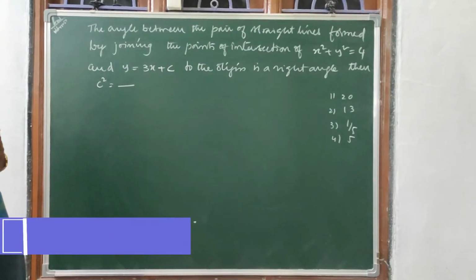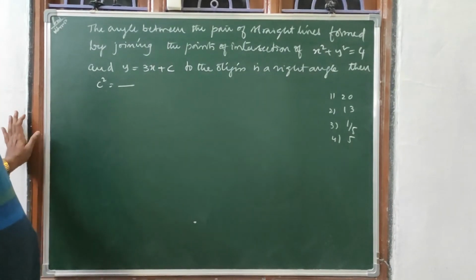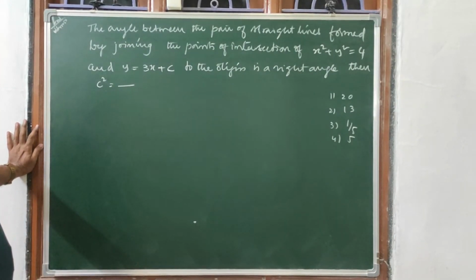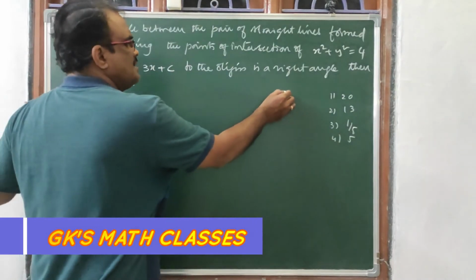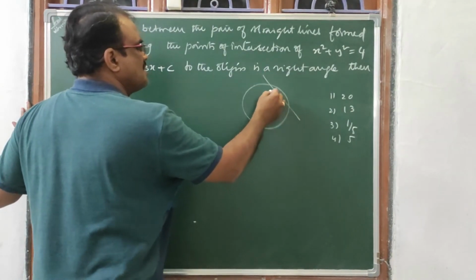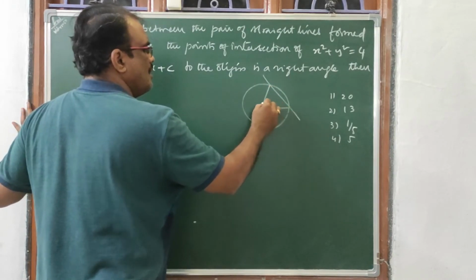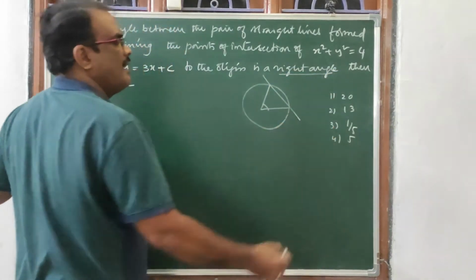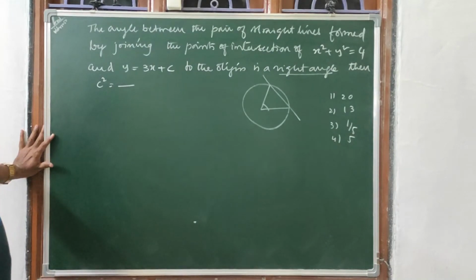The angle between the pair of straight lines formed by joining the points of intersection of x square plus y square is equal to 4, which is a circle, and y is equal to 3x plus c is a right angle. Then c square is equal to what?